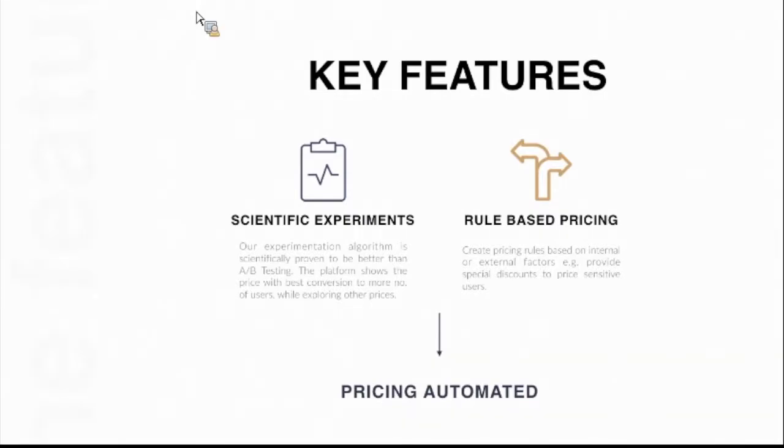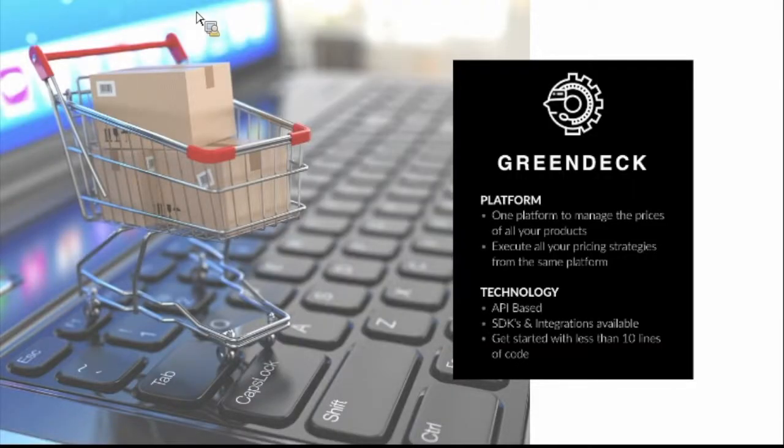Using all of these things ultimately leads to your pricing being automated, which is very, very key in today's time, because individually optimizing the price of each individual SKU gets difficult. With Greendeck, we are one platform to manage the prices of all your products and execute all your pricing strategies from the same platform. The technology is API-based, we have SDKs, we have integrations, and the most basic feature of Greendeck, you can get started with in less than 10 lines of code.